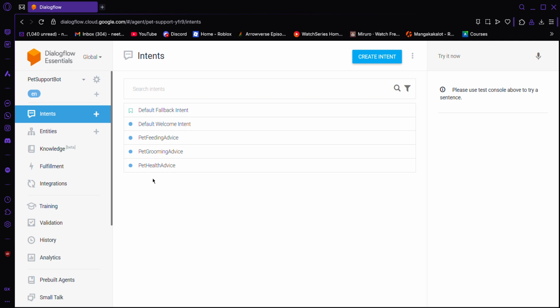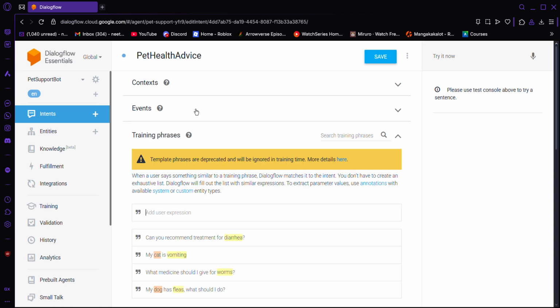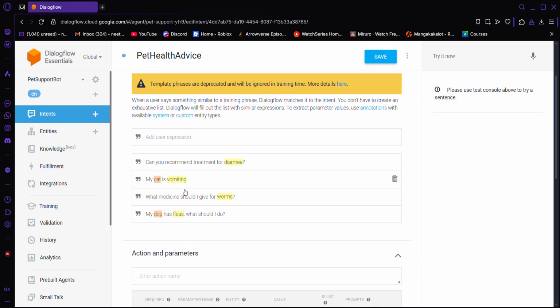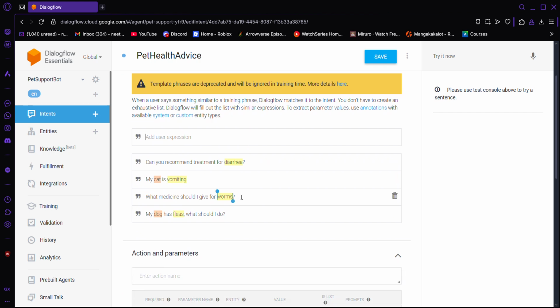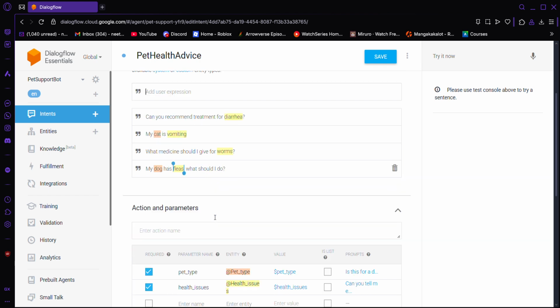Now, in this case, the five main ones I have are the pet health advice, pet grooming advice, feeding advice, and there's the default fallback intent and the welcome intent. For the health advice, I've given four main conversation training phrases, you could say: can you recommend treatments for diarrhea, or why is my cat vomiting? What medicine should I give for said sickness, or my dog has fleas, what do I do?